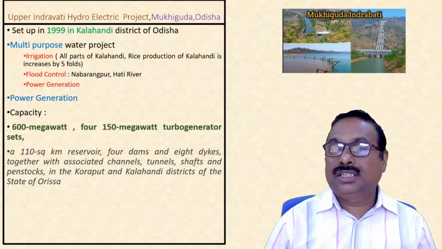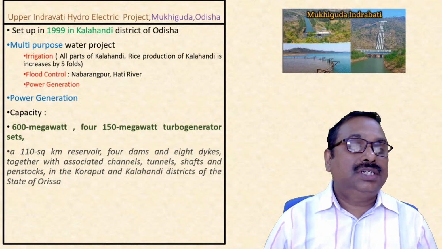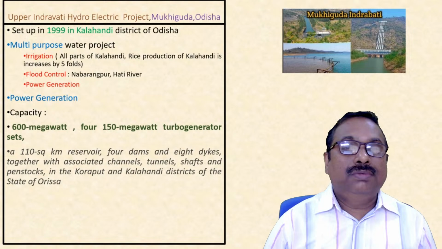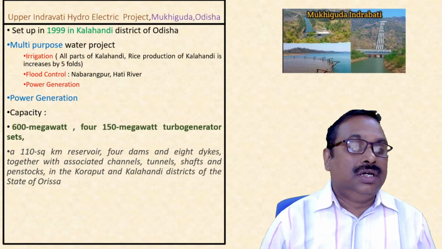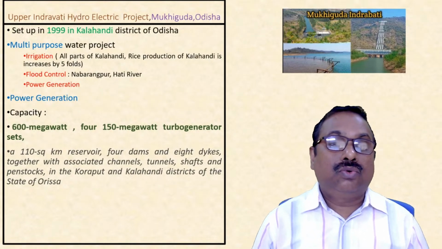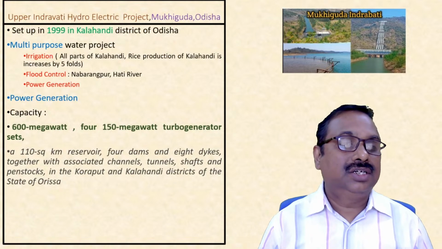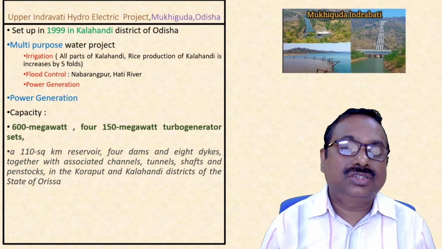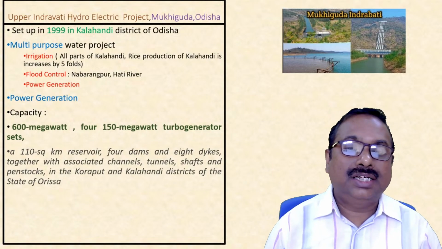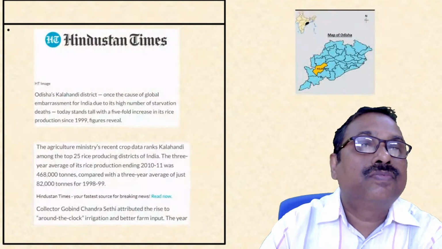Then it generates power. The capacity is 600 megawatt. It has 4 turbo generator sets of 150 megawatt each. It comprises a 110 square kilometer reservoir, 4 dams, 8 dikes, together with associated channels, tunnels, shafts, and penstocks in the Koraput and Kalahandi districts of the state of Odisha.